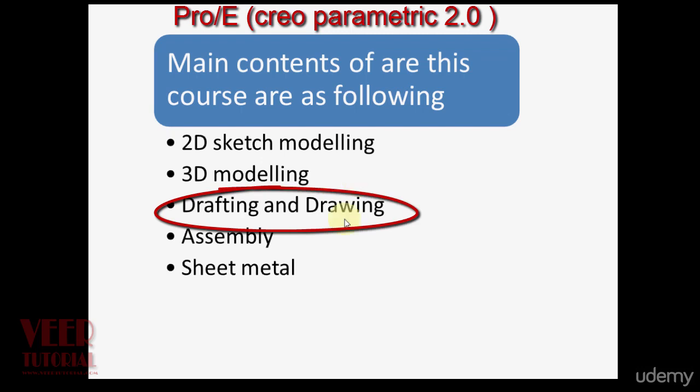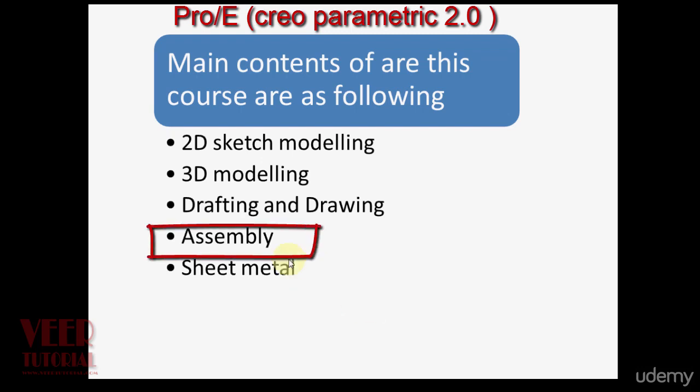Next we have drafting and drawing. Drafting and drawing means creating the 2D drawing of a 3D model. In this session we will create the 2D drawing from the model, then we will show the dimensions or the different views of the model, like first angle projection, third angle projection, section views, auxiliary view, detailed views like this. And then we will draft them, and show every dimension in the models.